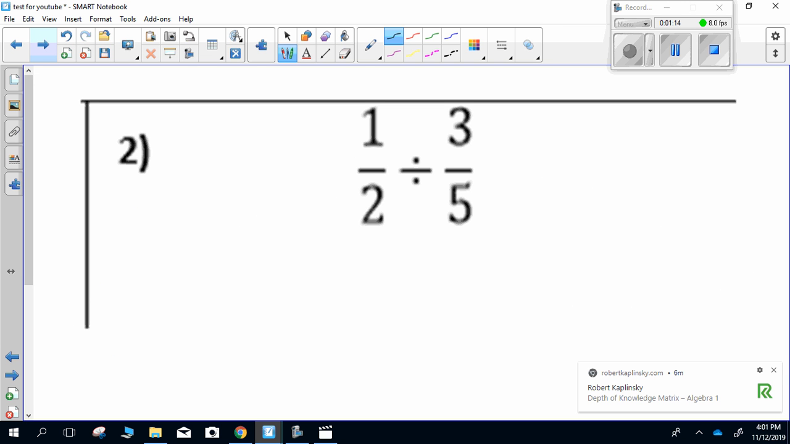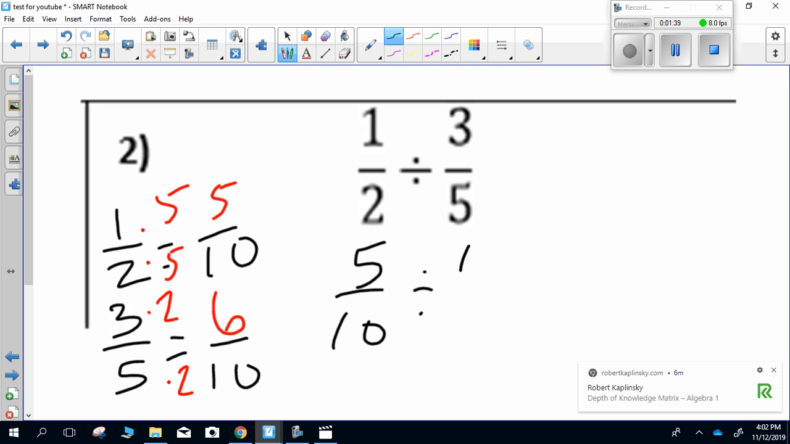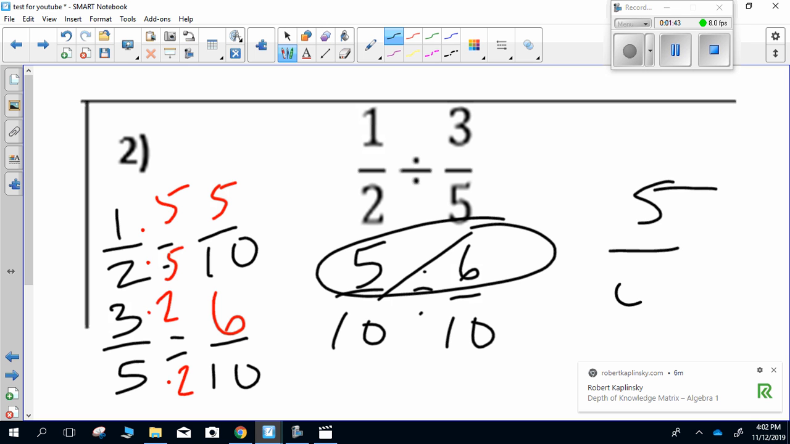Second question, also division. So once again, I have to find a common denominator. So I think about 1/2 and 3/5. My common denominator for that is tenths. So I multiply this by 2 to make it be 10, which means I multiply that by 2 to get the 6. Multiply this by 5, which means I multiply this by 5, which gives me 5. So I rewrite my fractions. 5 tenths divided by 6 tenths equals 5 sixths.